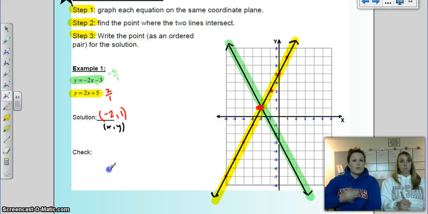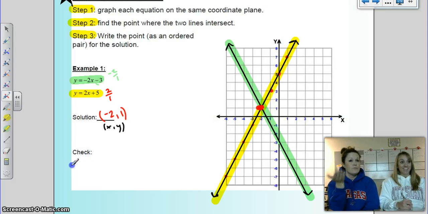Now, we're not going to check every single one, but you can check. And this is the coolest thing. So again, we said that this ordered pair would satisfy both equations.